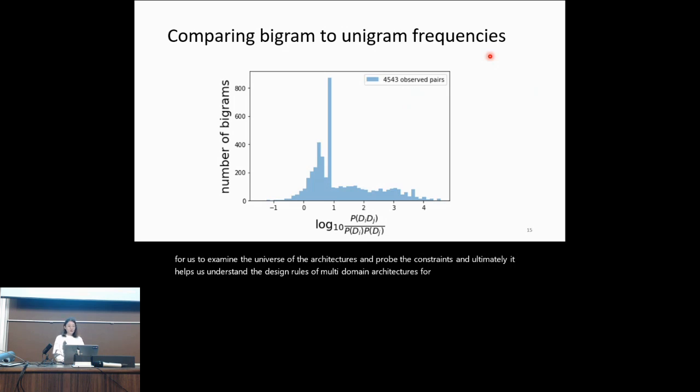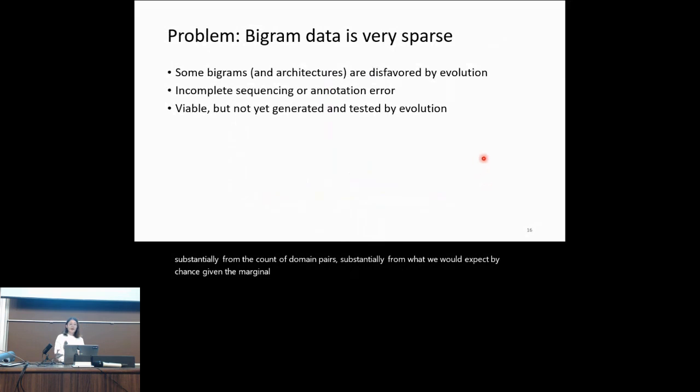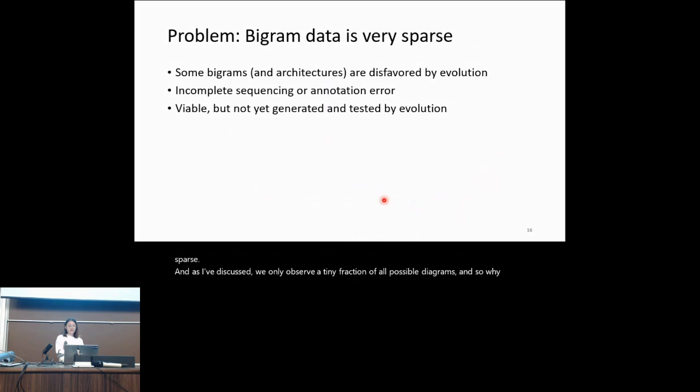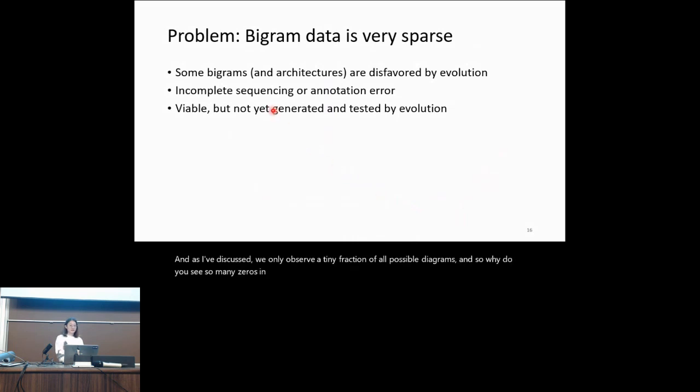For example, when we compare bigram frequencies to unigram frequencies, we see that the counts of domain pairs differ substantially from what we would expect by chance, given the marginal probabilities. The problem with bigram data is that it is very sparse. As I've discussed, we only observe a tiny fraction of all possible bigrams. So why do we see so many zeros in the bigram matrix?